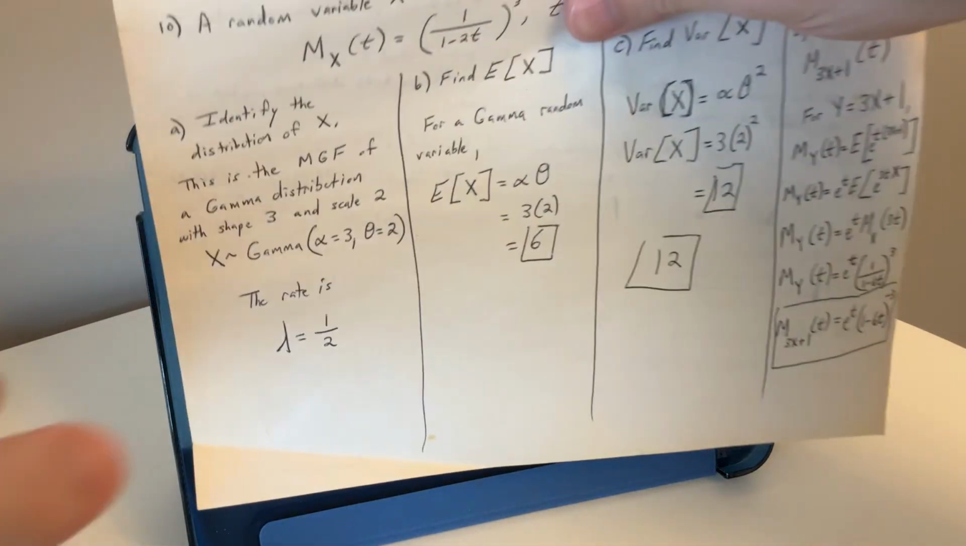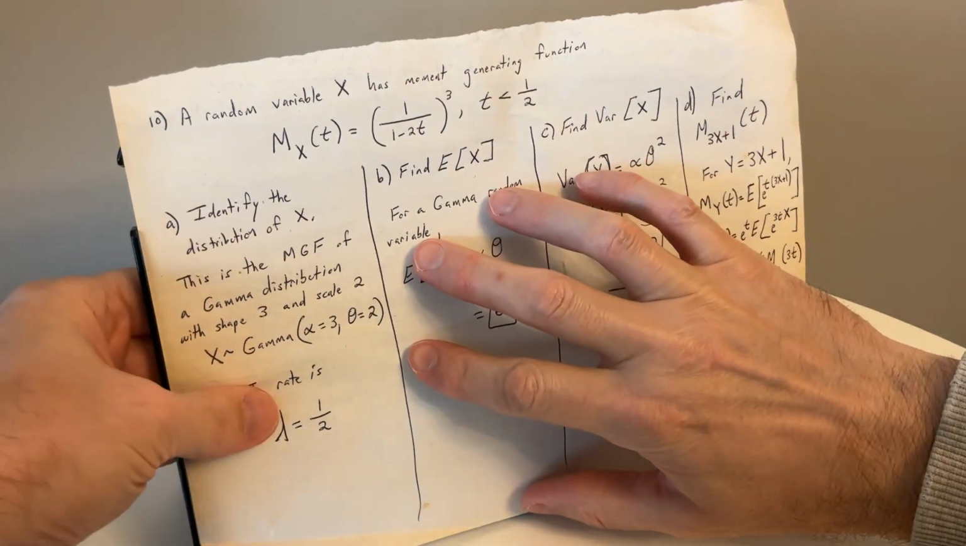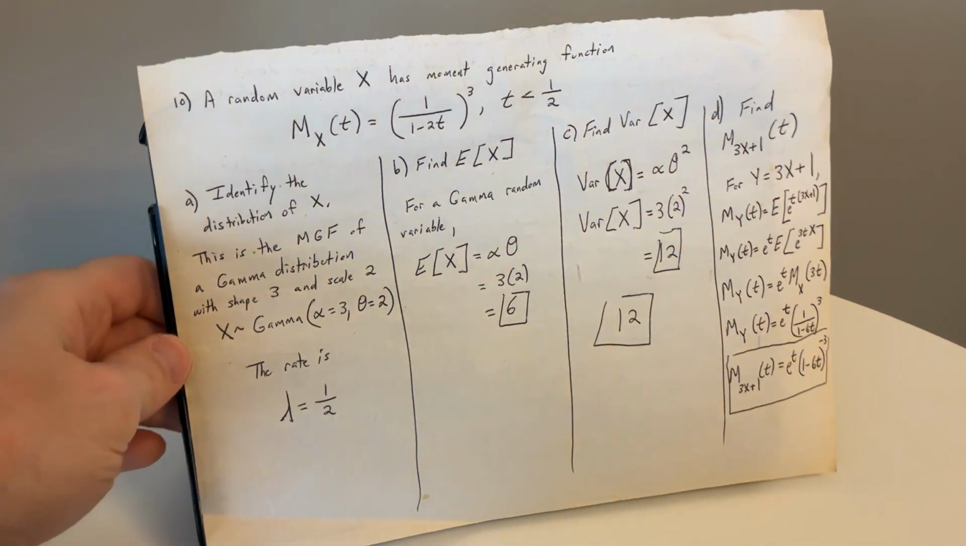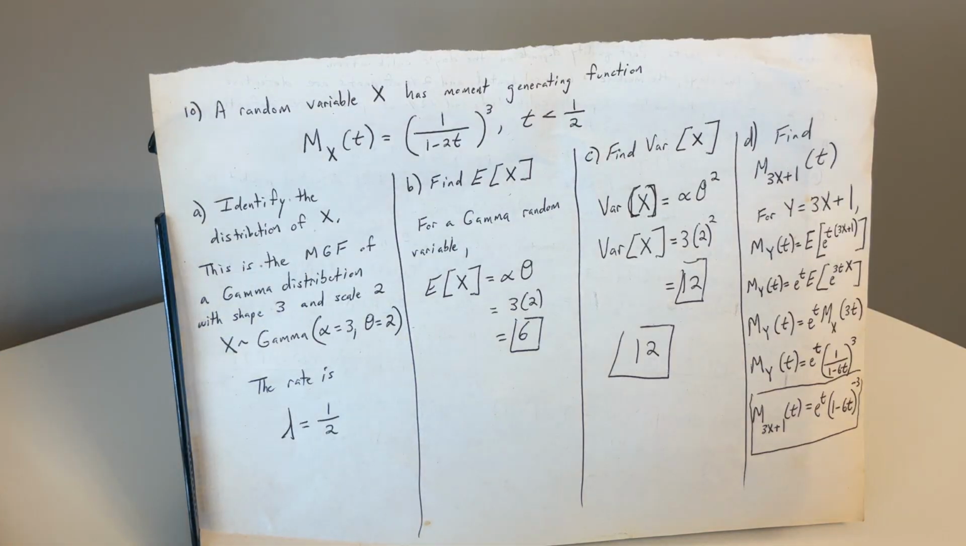So now we have number 10. For number 10, we have a random variable x that has a moment generating function. That's what we're given here for our moment generating function, and t is less than 1/2.